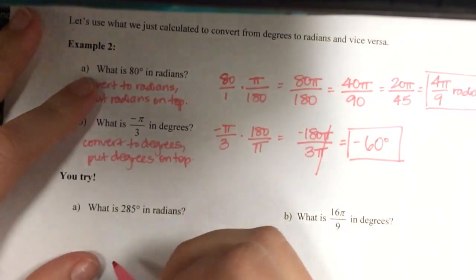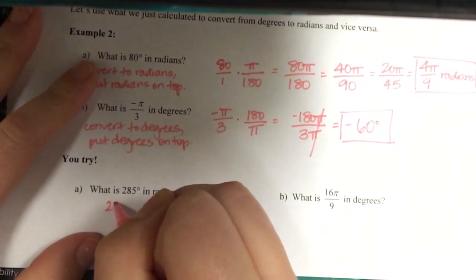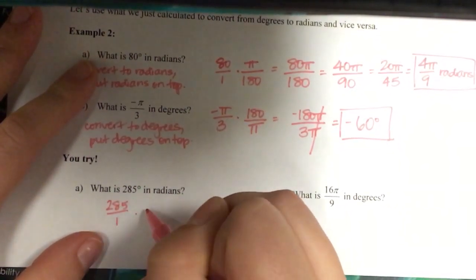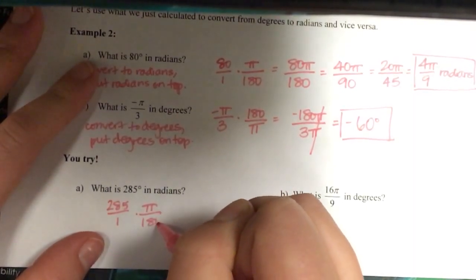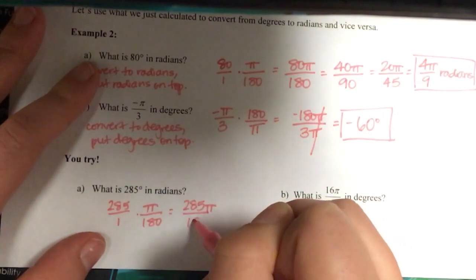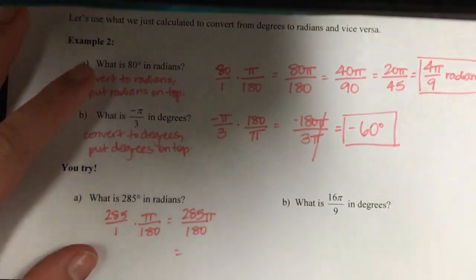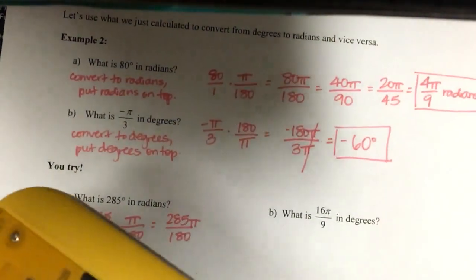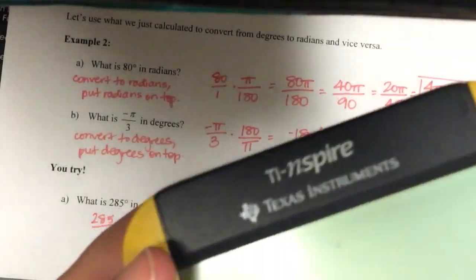So for 285 degrees, we need to take 285 over 1 and multiply it by pi over 180. That gives me 285 pi over 180. In your calculator, you can simplify this.